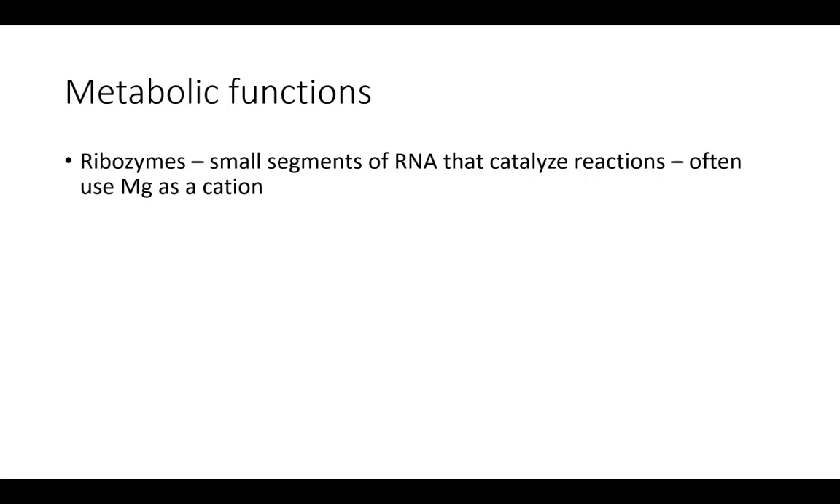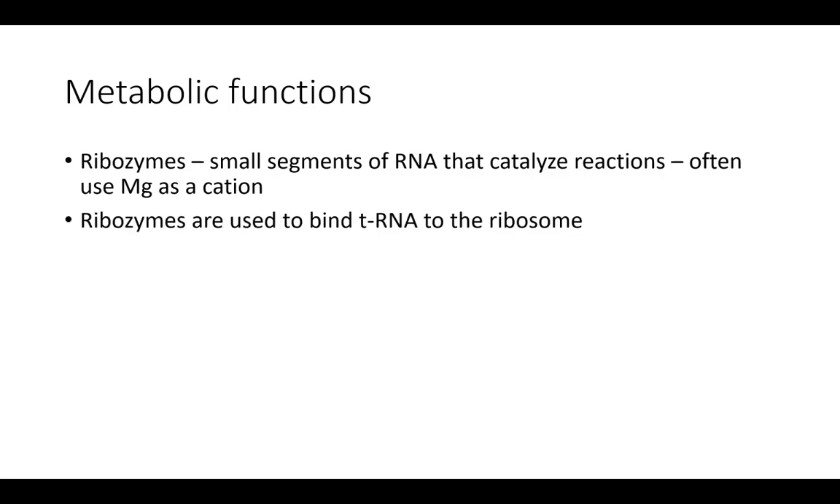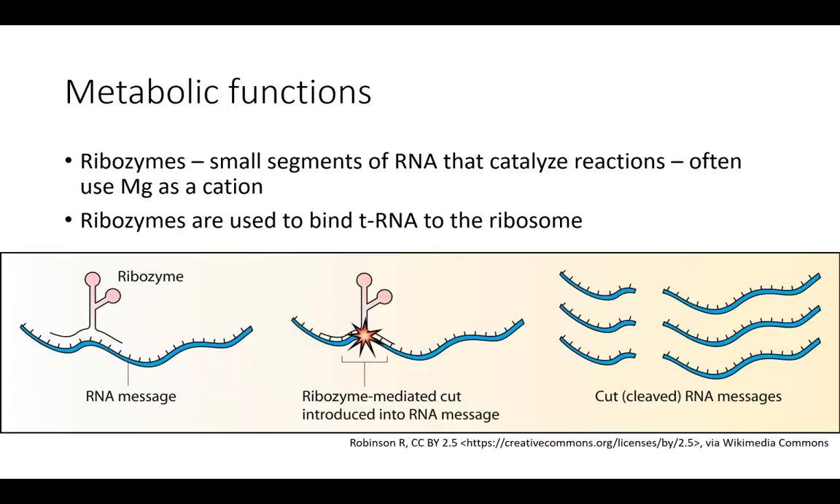Another function that it has is in ribozymes. Ribozymes are small segments of RNA that catalyze reactions, and they often use magnesium as a cation. Again, it is not tightly bound. It will only hold a chemical and allow it to stay in place until it can be used. Ribozymes are used to bind transfer RNA to the ribosome. So this is an RNA piece that helps the transfer RNA to bind to the ribosome.